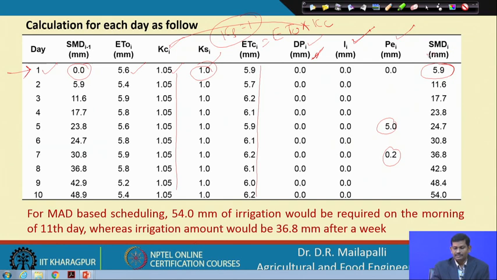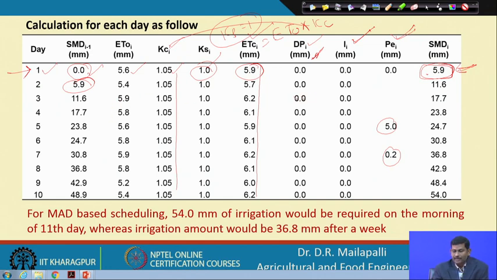This is the water balance, a simple water balance. You know ETc is given and P is given, so that difference gives the SMD, as in our previous examples. So, how do you get 5.9? It is ETc minus Pe, everything. This 5.9 is the value for day 1, so take this 5.9 to the next day. This is your new soil moisture deficit.